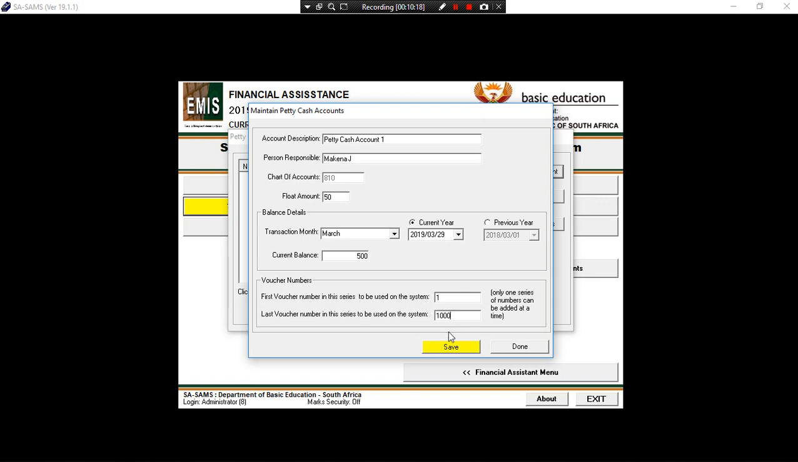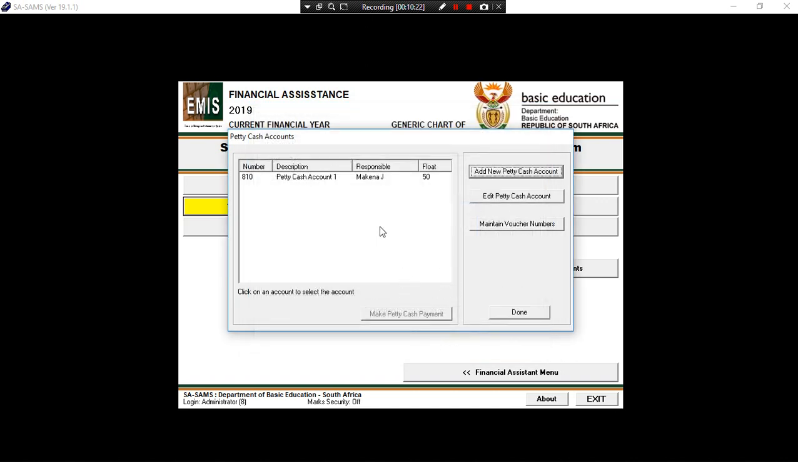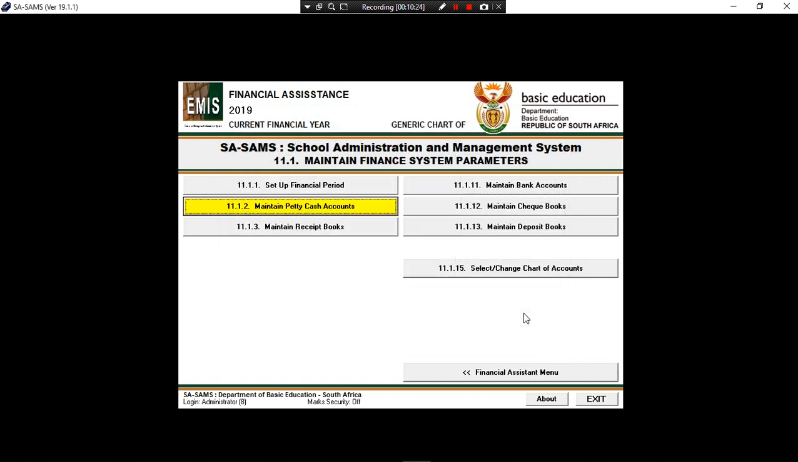Then the last voucher number is number 1000. Then we save the petty cash, we say yes, we say okay. There we have the petty cash, we are done.